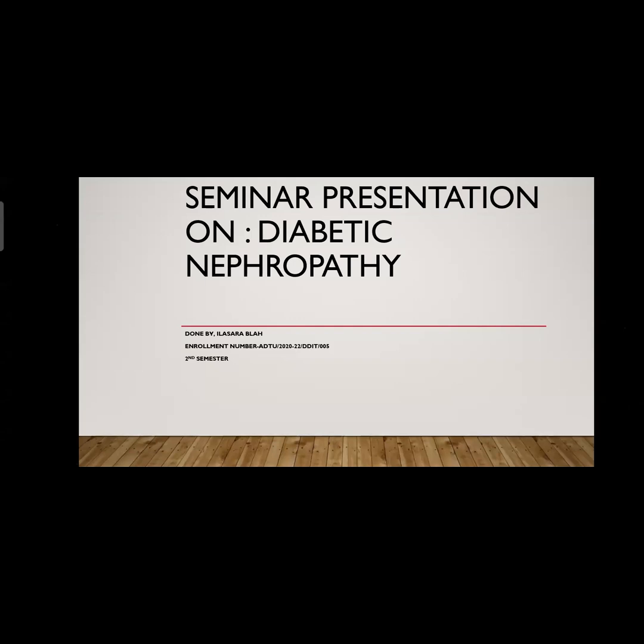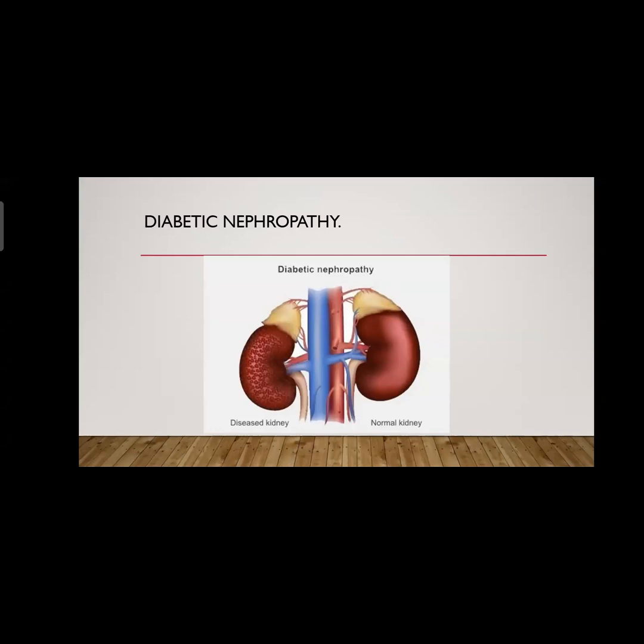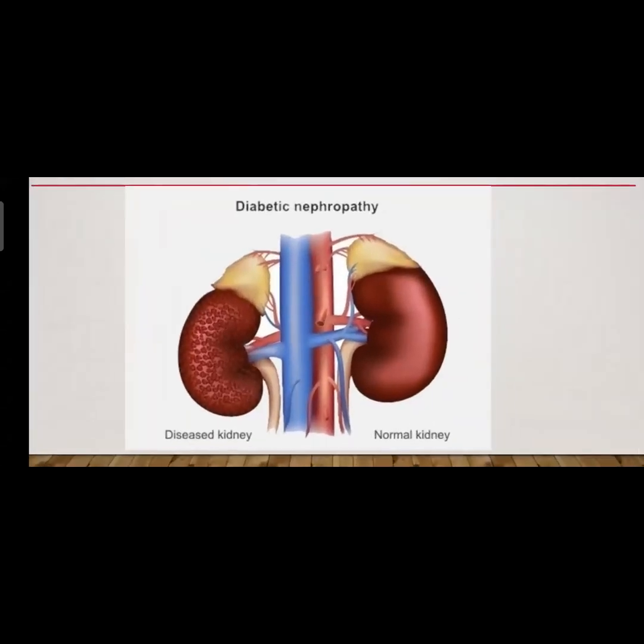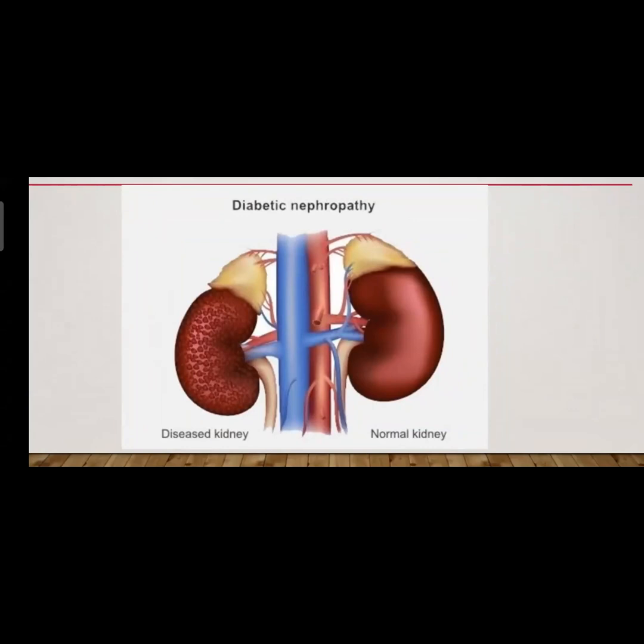Okay, so now we will start with the topic. Does anyone of you have any idea what diabetic nephropathy is? Okay, we will start with the topic. So this is the kidney. On the right hand side, we could see that this is the normal kidney. And on the left hand side, we could see that this is the diseased kidney, that means the infected kidney that has been affected by diabetic nephropathy.